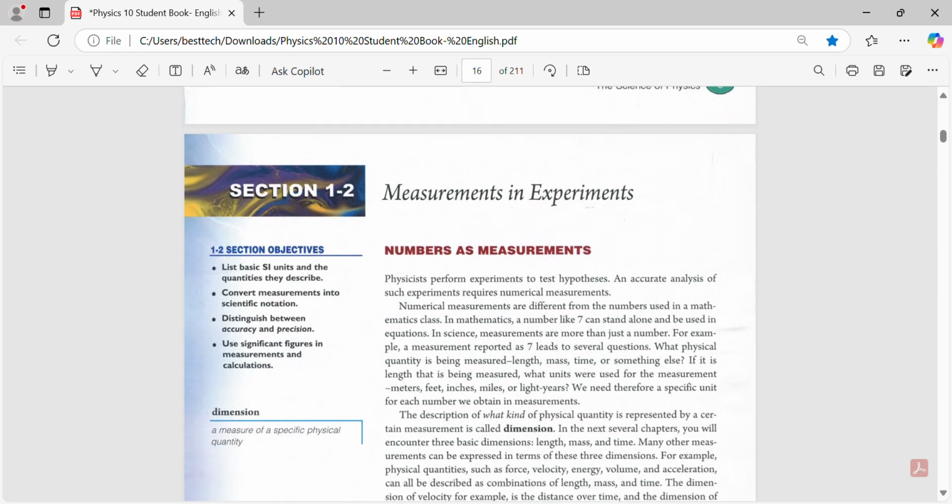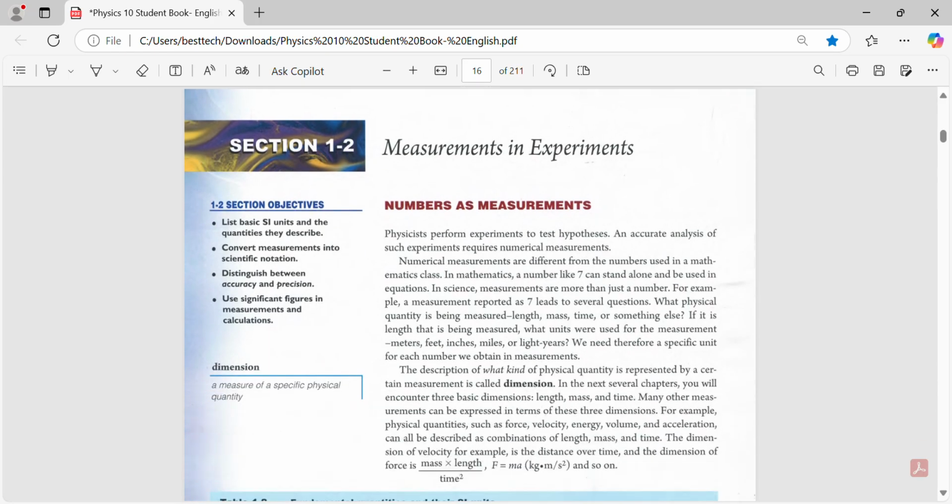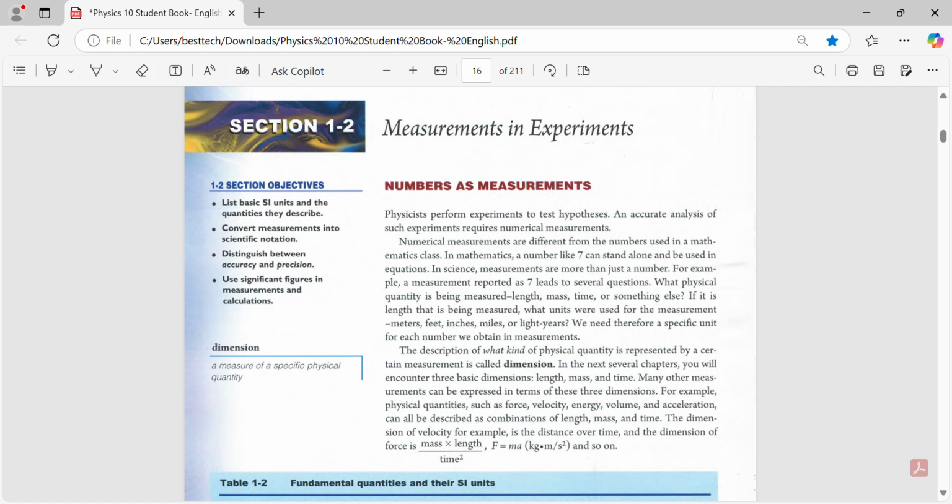So guys, now section 2, measurement and experiment. In physics, actually, you have some experiments to do. So we have some quantities and their units. In this section, we have 3 tables. It's really important to memorize them like your name, guys.